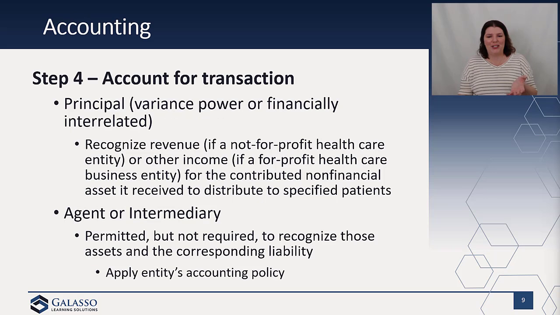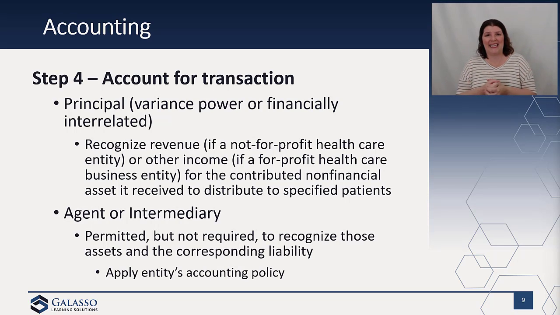So now that we've made the determination, we actually have to do the accounting. And so when we get to the accounting for these, if we're acting as a principal, right? So where we have either variance power or we're financially interrelated, right? In those scenarios, we're not acting as an agent or an intermediary. So we are going to recognize revenue. So if it's a not-for-profit organization, it would be revenue. If it's a for-profit, it would be some other type of income, right? For those contributed non-financial assets that are going to be distributed. So they recognize revenue, and then they would have typically an expense when they provide it to the other organization.